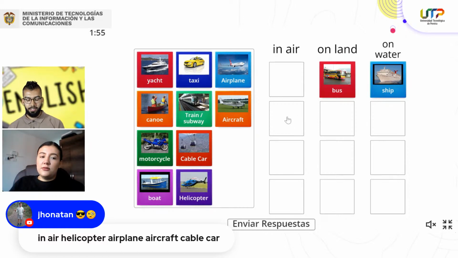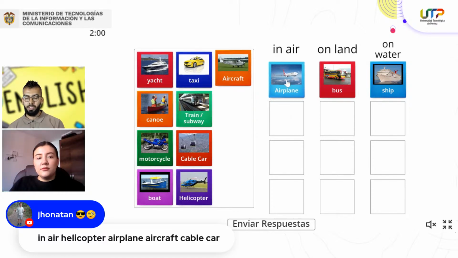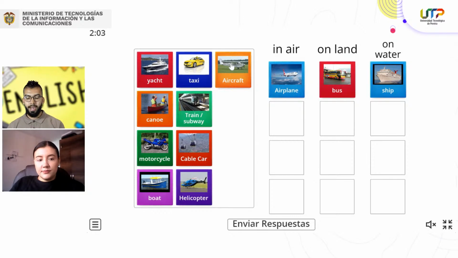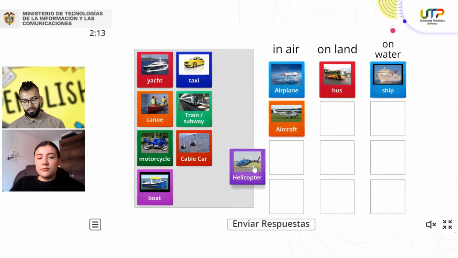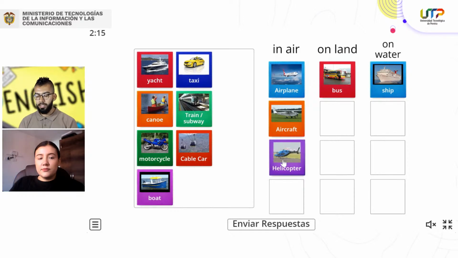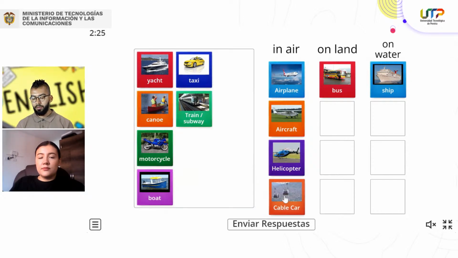Okay, that's fantastic. All of them in one comment. Yes, the airplane moves in the air as well as the aircraft. Look at the aircraft. It's another plane but in a smaller size. Also, the helicopter. That's true. The helicopter moves in the air. And finally, the cable car. We have in Pereira cable cars, right? It moves in the air through cables, of course, but still in the air. Thank you, Jonathan. Very good comment.